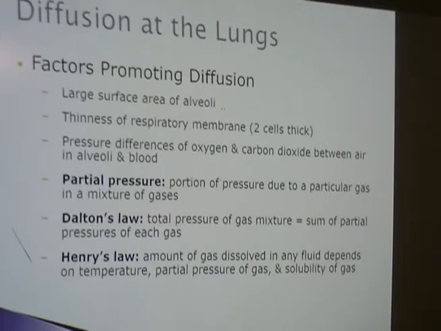And we have pressure differences all the way through the system, but in particular between the atmosphere, the alveoli, and the bloodstream. Partial pressure is just because we don't only have oxygen, we've got a mix of gases. We have a pressure at sea level of 760 millimeters of mercury, but it's got some oxygen, some nitrogen, some carbon dioxide, so those gases have their own partial pressure, part of the whole.